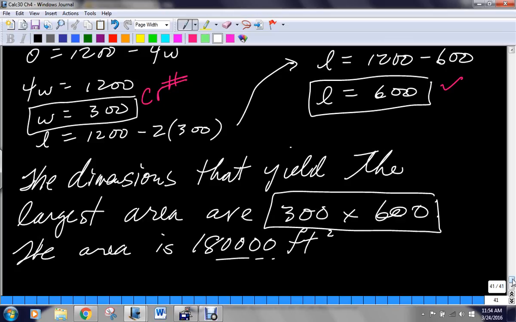So just make sure that adds up, and of course your check could be, does this add up to 1200? So 300 plus 300 plus 600 should equal 1200, and yes, that's true. Okay, so any questions about that, any issues with that one?